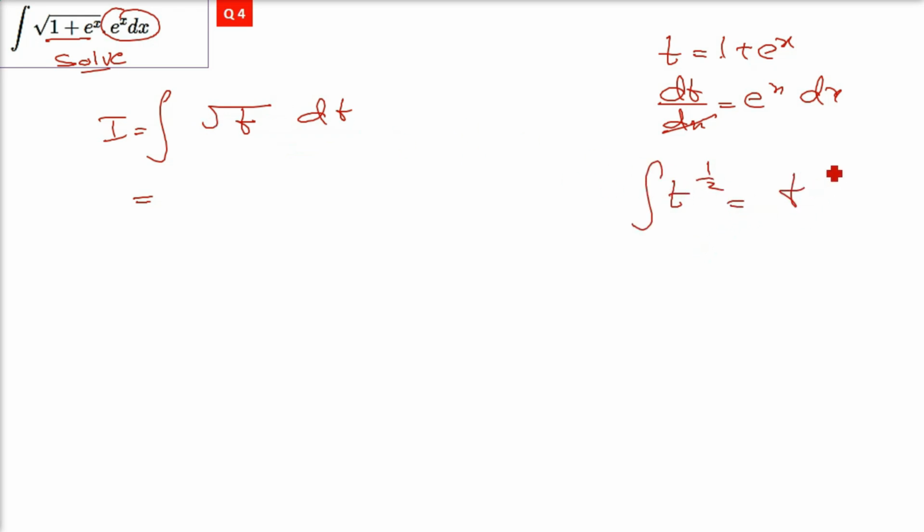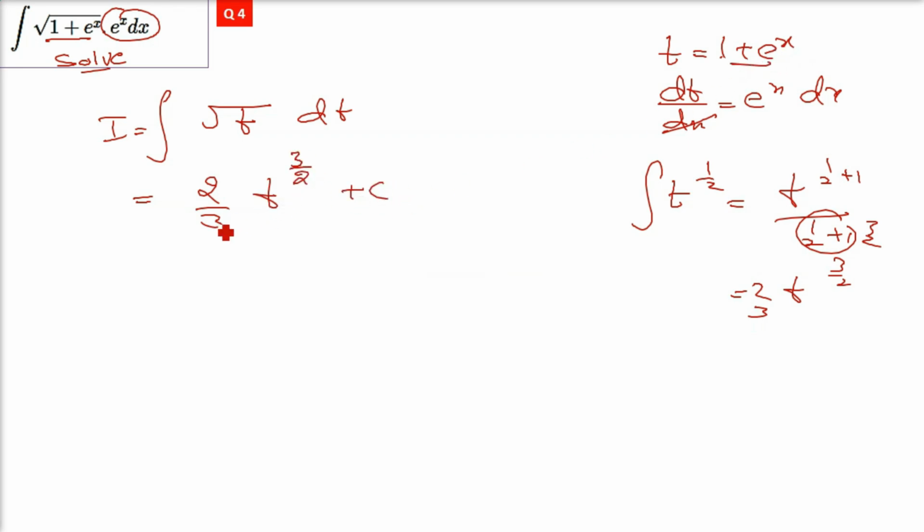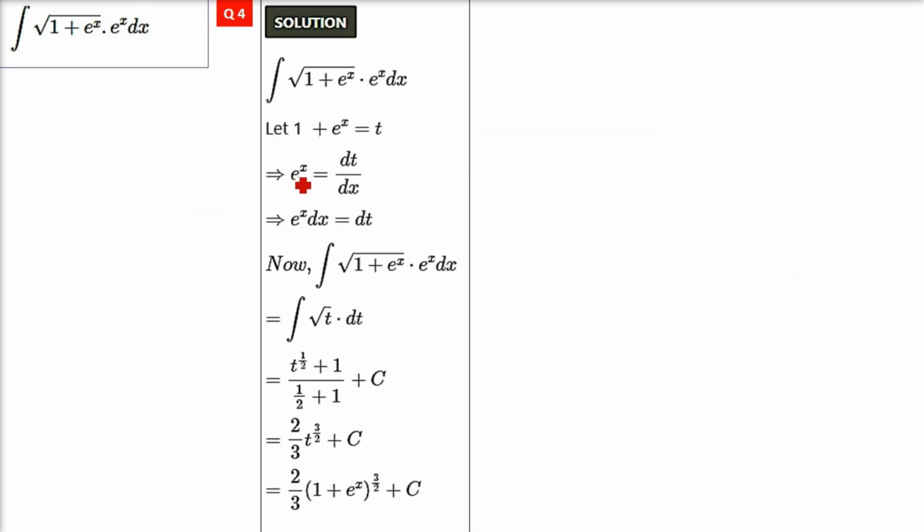Anything root is actually to the power 1 by that thing. So x to the power n by n plus 1, here t to the power 3 by 2 by 3 by 2, and 3 by 2 in the denominator goes up to 2 by 3, so 2 by 3 t to the power 3 by 2 plus constant of integration. What is t? T was 1 plus e raised x. So 2 by 3, 1 plus e raised x to the power 3 by 2, plus constant of integration. So this was quite easy now. So this is the result which you can use to write how it has to be done.